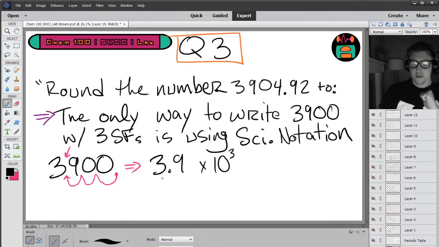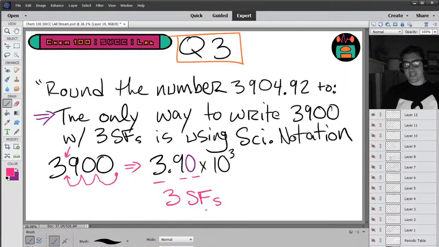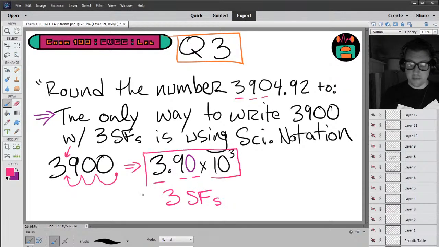Now, 3.9 has 2 sig figs. 3.90 has 1, 2, 3 sig figs. So that is how you round your original number to 3 significant digits, and how you express it with 3 significant digits. It has to be, for this number, with scientific notation.